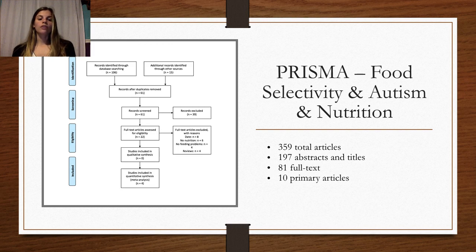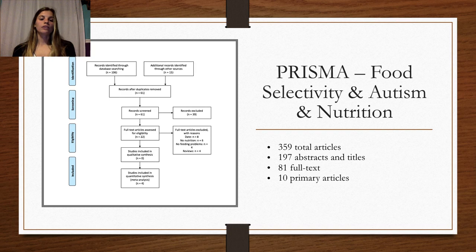The total number of articles between both search terms and the reference list was 359 articles. I screened a total of 197 articles through the abstracts and titles, and I screened 81 full-text articles for eligibility. I narrowed all of this down to get to my 10 primary articles.